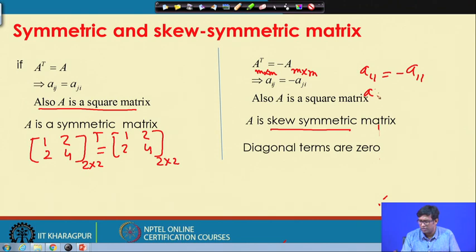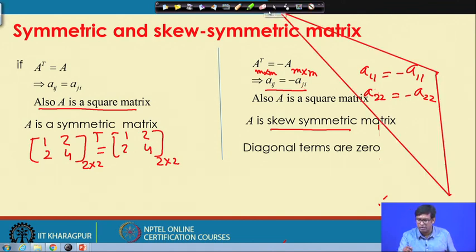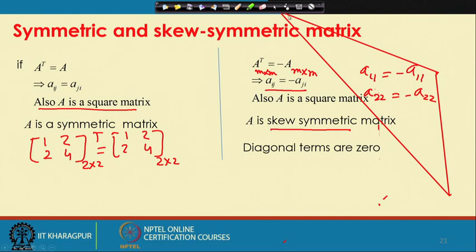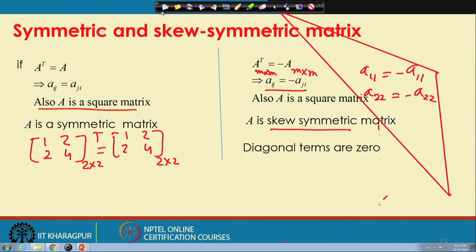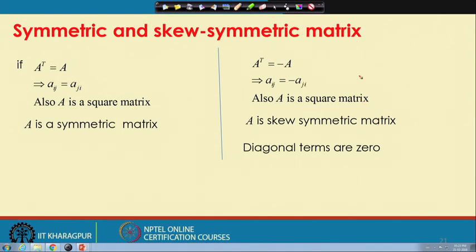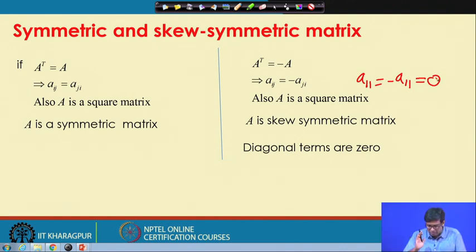and A 2 2 equal to minus A 2 2 in order to satisfy A i j equal to minus A j i. This is only possible if A 1 1 is equal to minus A 1 1, which is only possible when this term is 0. Therefore, a skew symmetric matrix must have its diagonals equal to 0.